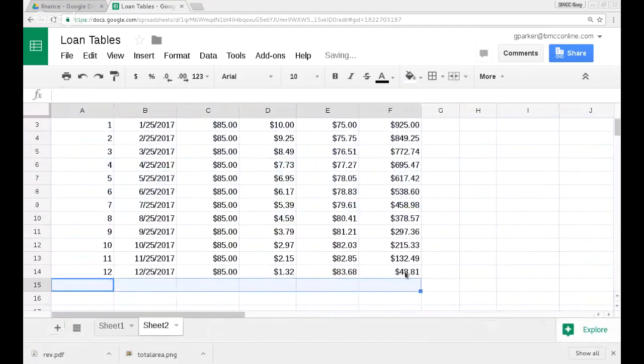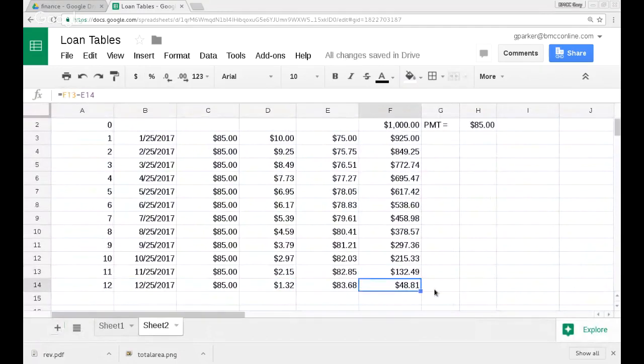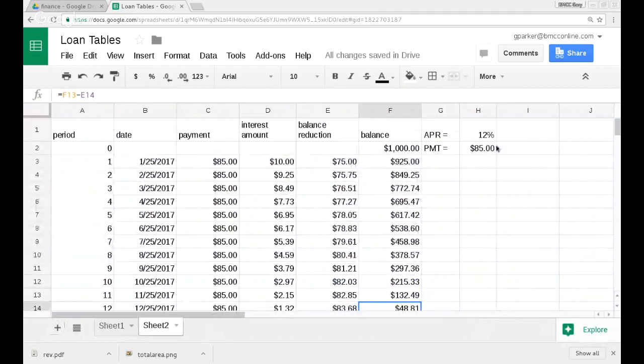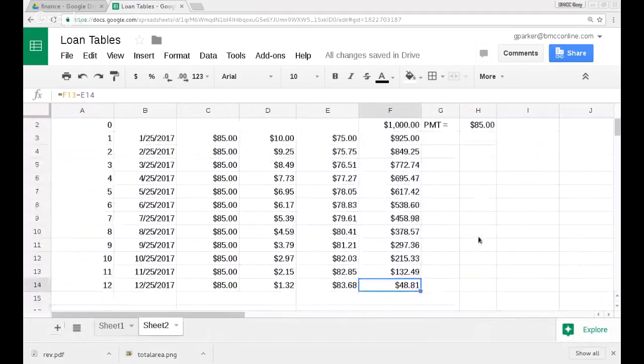So let's suppose we had to get a zero balance in this last month here. What should the payment be? Well, I could keep guessing at payments till it happens, but that's kind of a waste of time. That's a standard calculation in the finance world. And so what I'm going to do is just look up a formula.